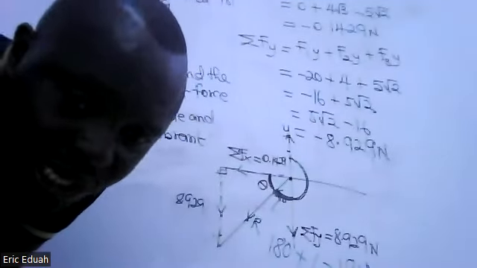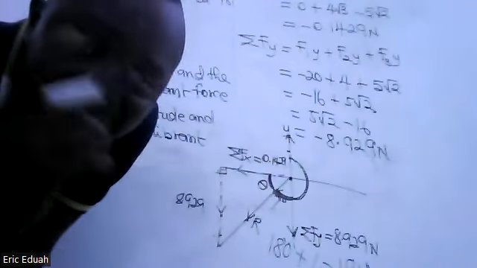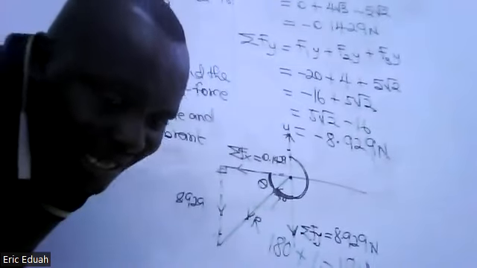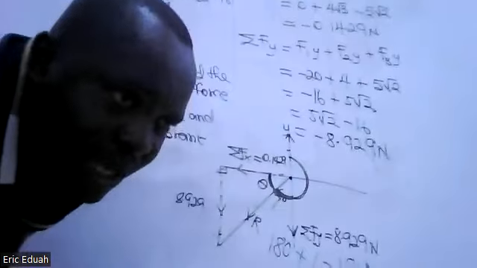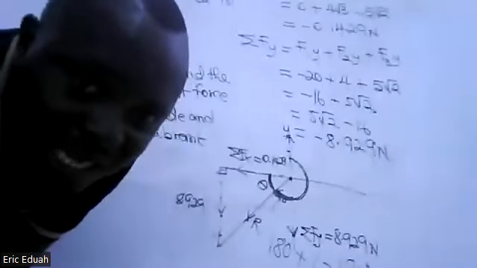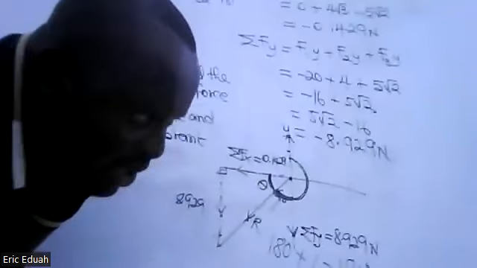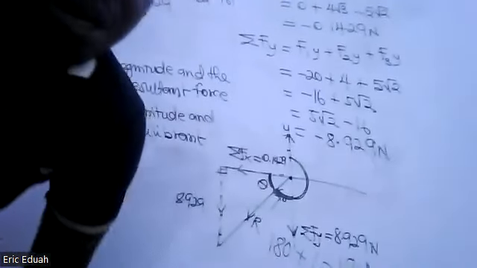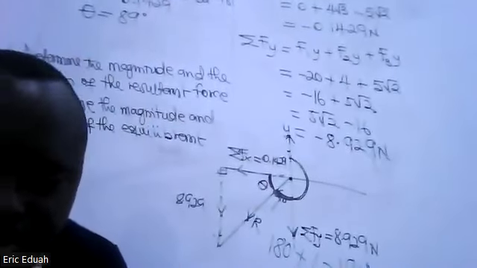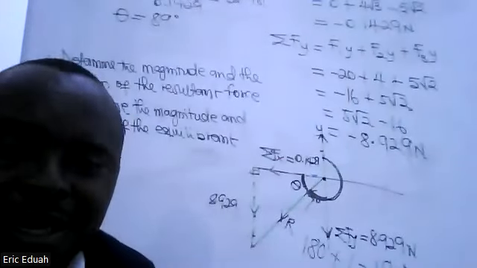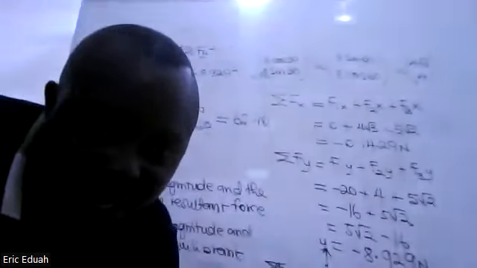So if the magnitude of the resultant is 8.93, the equilibrant would also have a magnitude of 8.93. Now, what is the direction of the equilibrant? The equilibrant is always opposing the resultant, because when the equilibrant comes in, the net force must be equal to zero. I can't hear you well. Hello? Can you hear me now?